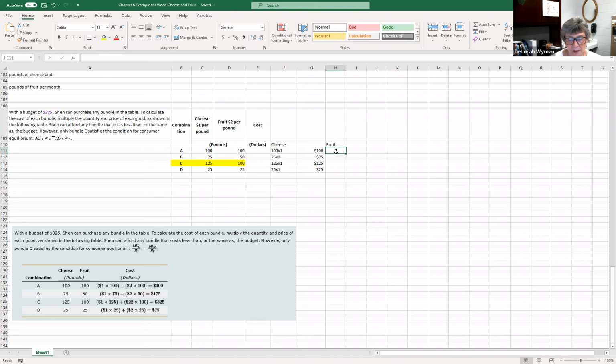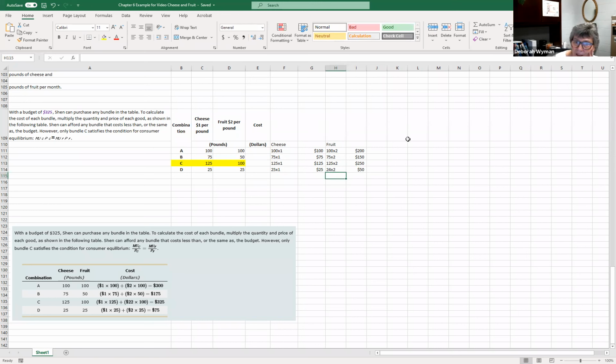Then for fruit, you have 100 times 2 equals 200. 75 times 2 equals 150. 125 times 2 is 250. And 25 times 2 is 50.